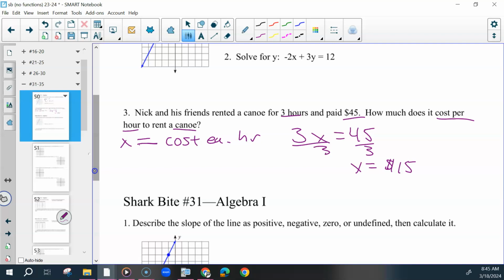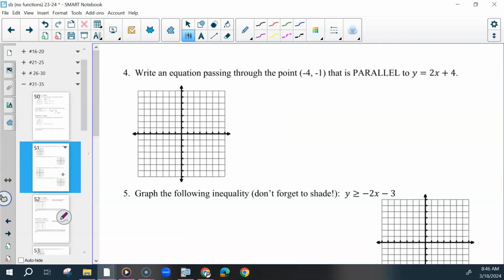And then number 4. This also you could have put into Desmos once you figured out the equation, but this was a simple enough equation that you could have just solved it also. Number 4, write the equation passing through the point -4, -1 that's parallel to y equals 2x plus 4. So you could use the graph. You could also use Desmos. So I'll show you how to do it just on the graph first.